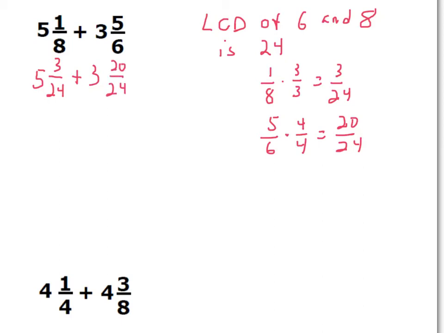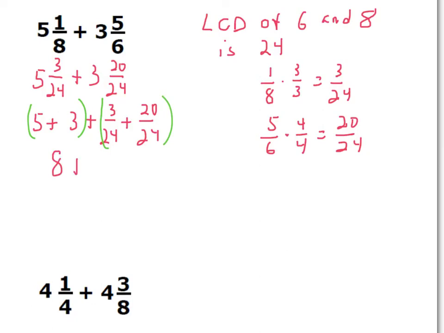So I'm going to call this 5 3/24 + 3 20/24. I'm going to reorder, regroup, and I get that that's 8 plus 23/24, so I'll call that 8 and 23/24. All right, we'll move up now.